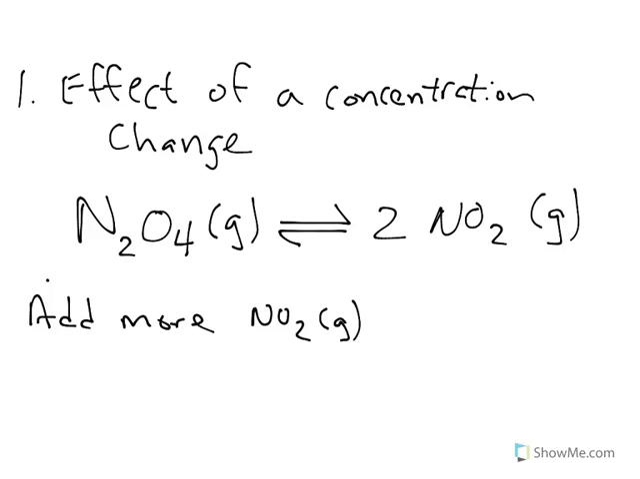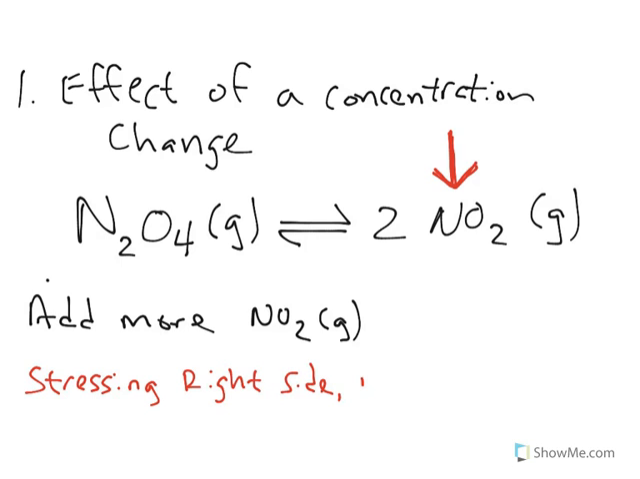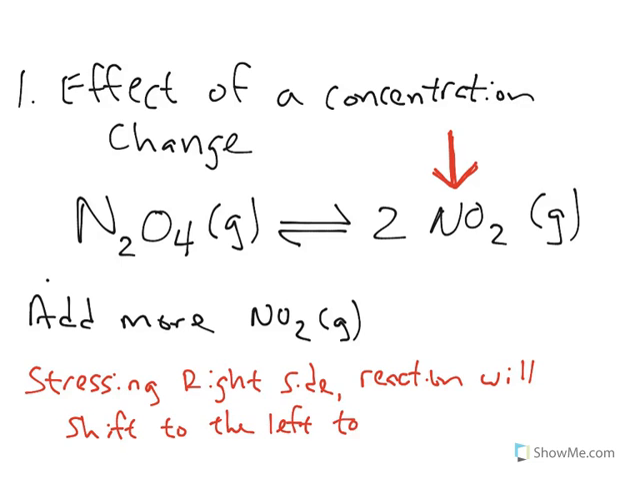What I like to do is think about stress, and when we stress a reaction out, the reaction will move away from that stress. My red arrow indicates that we are putting in more NO2, so I'm putting an arrow down on the NO2 because we're adding more. So we're stressing the right side, and the reaction will shift to the left to minimize stress. That essentially is Le Châtelier's principle.